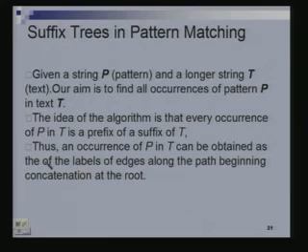ठीक है। So thus an occurrence of P can be obtained as a concatenation of the labels of edges along the path. So ये थोड़ा सा sentence में गड़बड़ हो गया. Obtained as a concatenation of the labels of the edges of the path beginning at the root. So we can come down the thing and the concatenation of that will give us the thing.